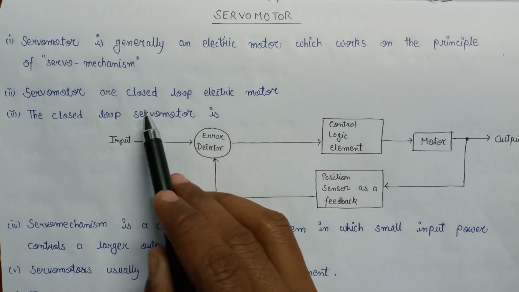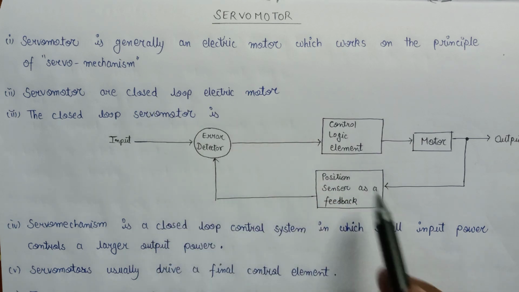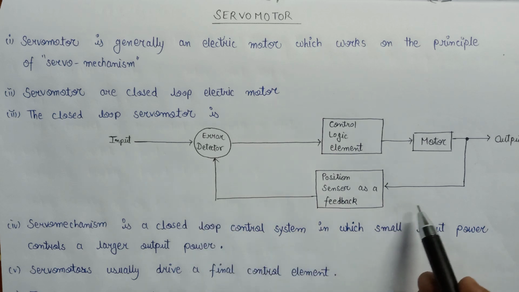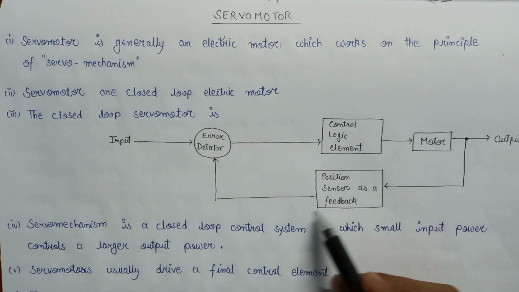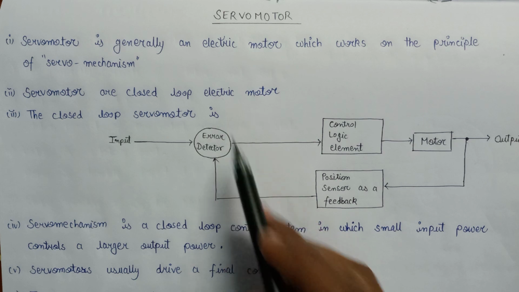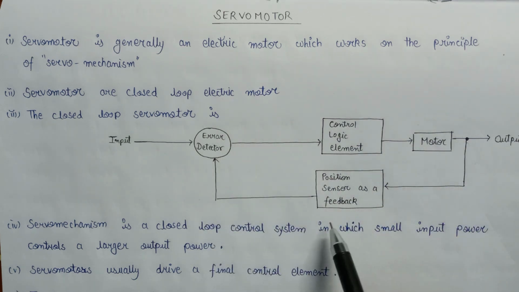Why is it known as a closed loop electric motor? Because in the basic diagram of a servo motor, there is a feedback loop which makes the servo motor a closed loop electric motor.